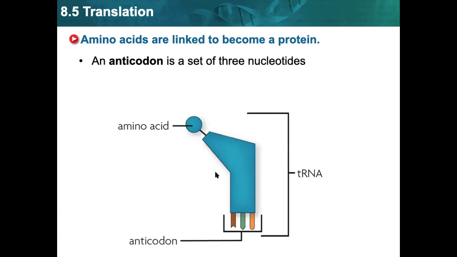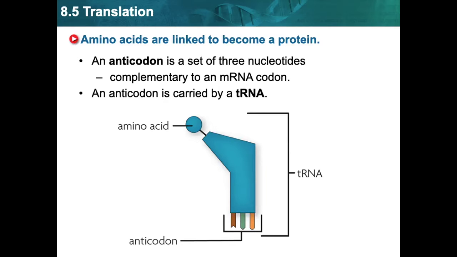An anticodon holds 1 amino acid. So it complements mRNA. Complementary means that it's on the other side of. It goes with mRNA. An anticodon is carried by tRNA. So tRNA, called transfer RNA, moves to mRNA. The anticodon attaches to the codon.